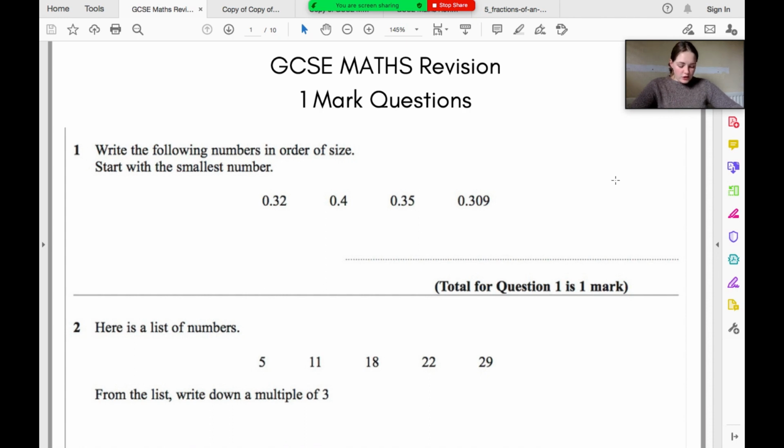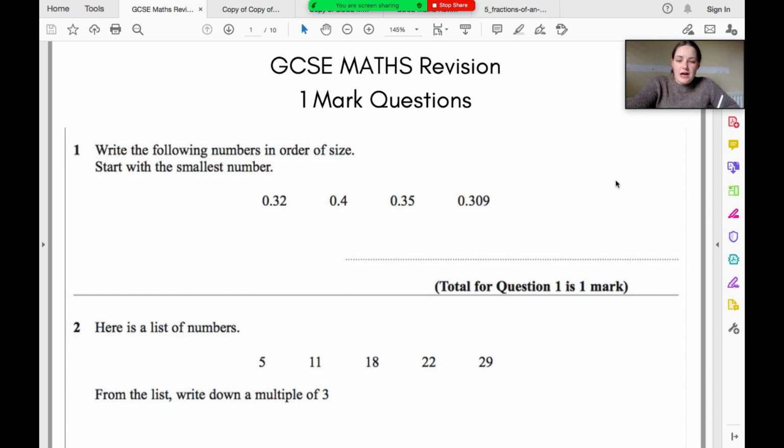Okay, so first of all, we have this first question. So if you want to have a go at this, then obviously pause the video and have a go, and then press play and I'll go through the answer. All right, so let's start off then. It says to write the following numbers in order of size. Start with the smallest number.